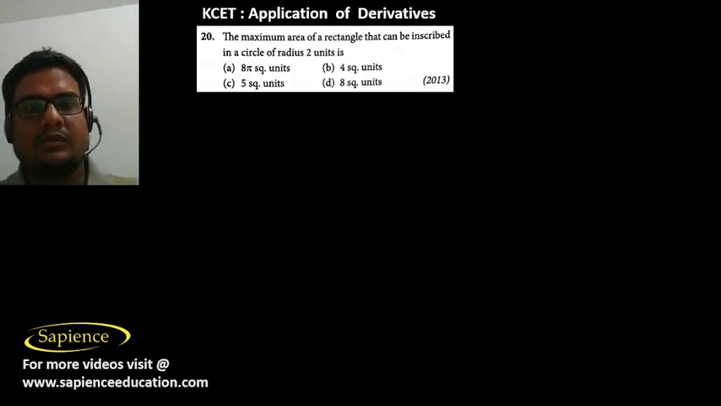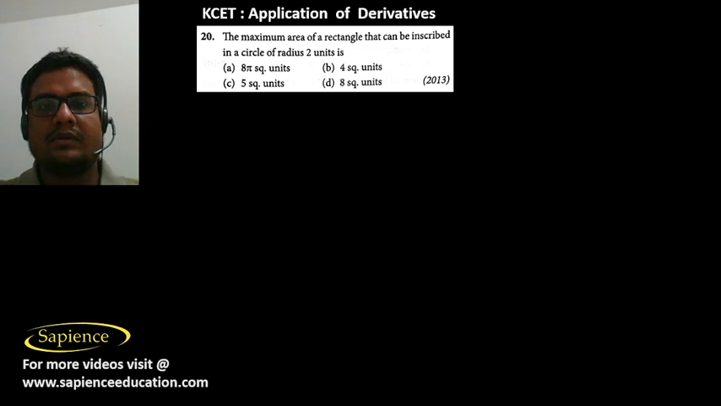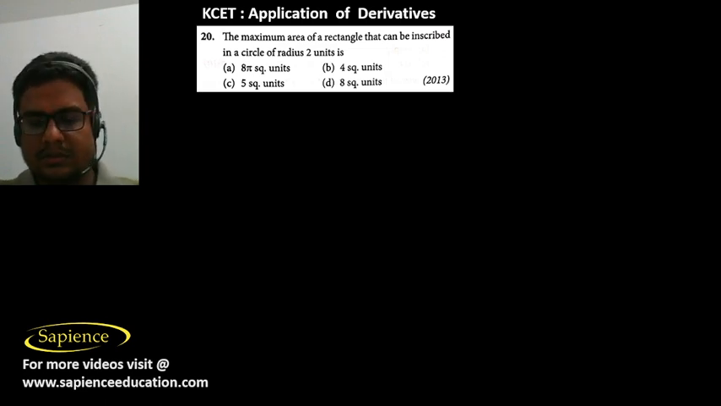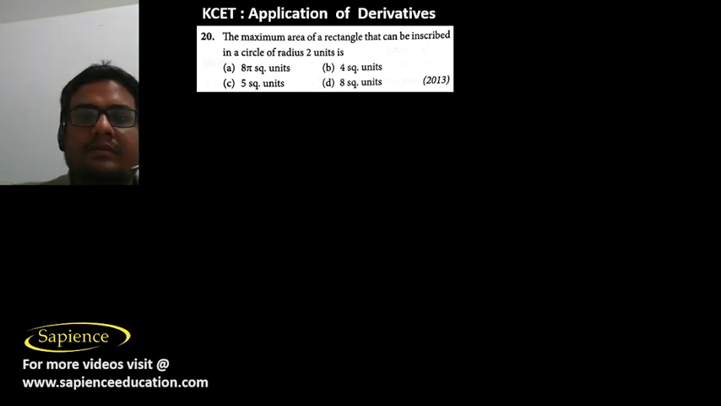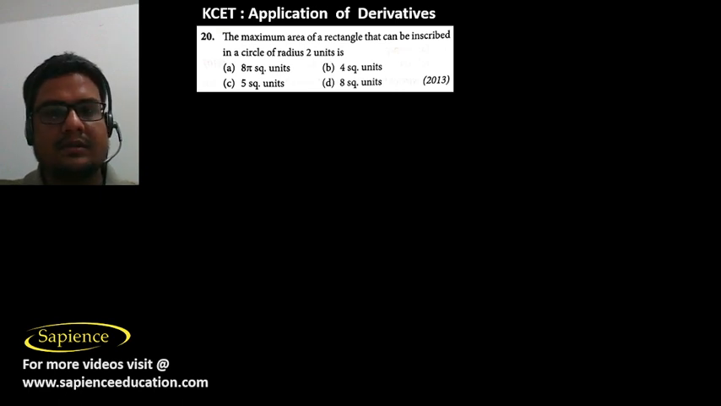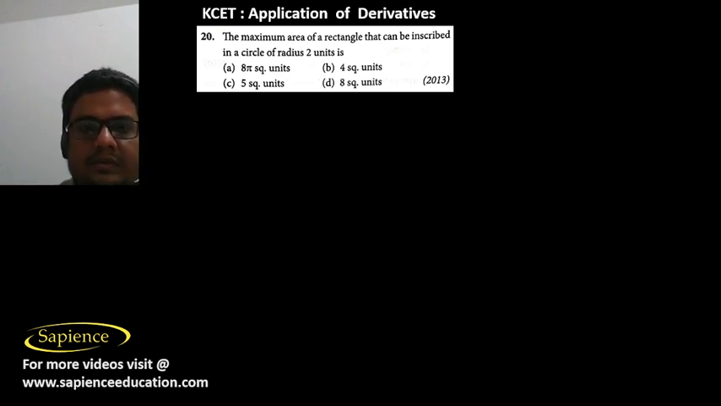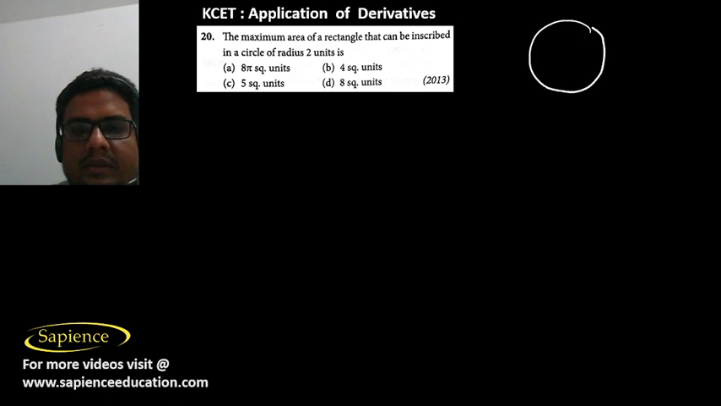Then in question number 20, it is told: the maximum area of a rectangle that can be inscribed in a circle of radius 2 units is... There is a circle, a rectangle is inscribed in it, and its radius is 2 units. So the diameter of the circle will coincide with the diagonal of the rectangle.